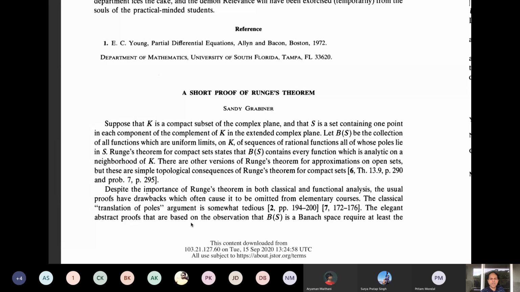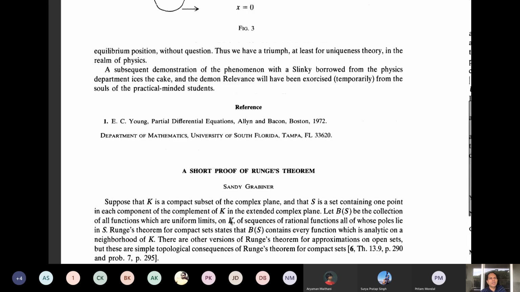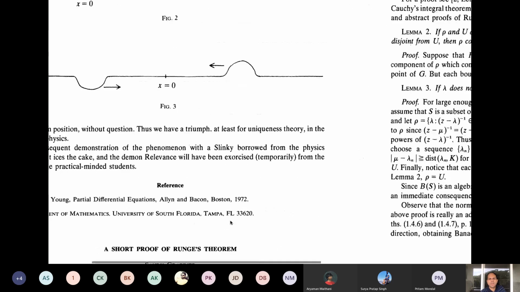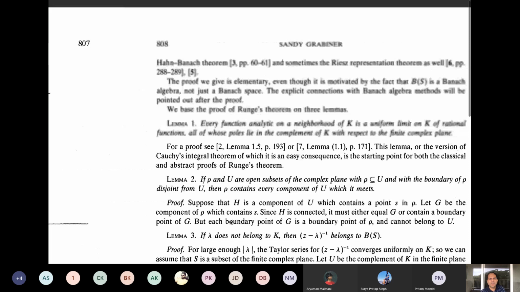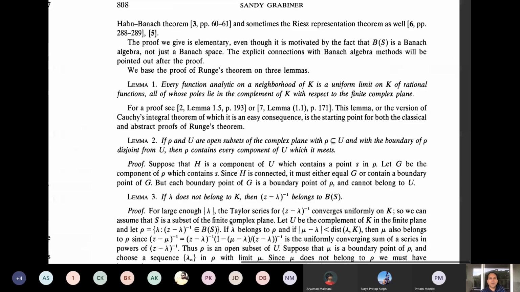Elegant abstract proofs are based on the observation that BS is a Banach space. A normed linear space is enough. What is a Banach space? It is a complete normed linear space, a normed linear space which is also complete. And it uses the Hahn-Banach theorem and also the Riesz representation theorem. So I think that is Runge. The proof we give is elementary. It doesn't use any complicated thing, but this is the important sentence for me, which Conway may or may not have.